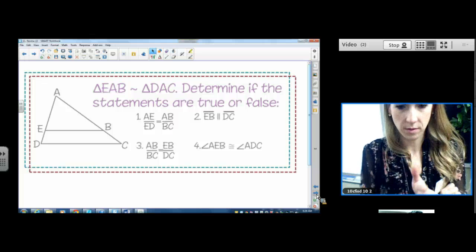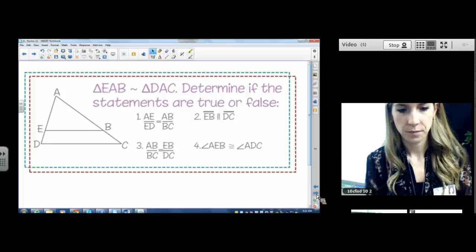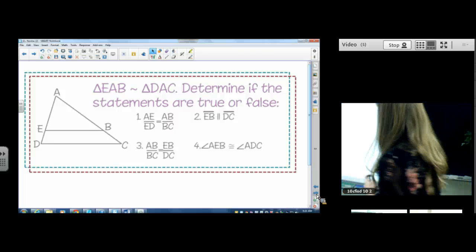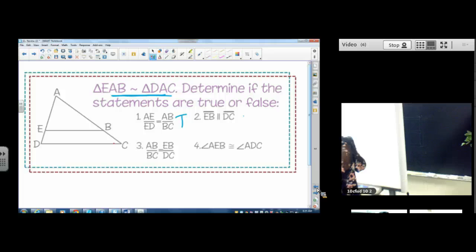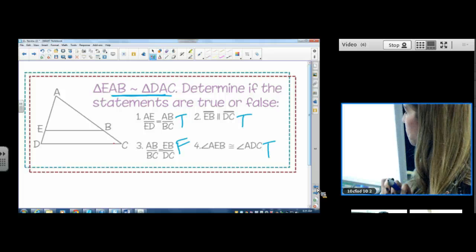Number 2, true or false. Number 3, true or false. Number 4, true or false. Okay? Oh, gotcha. Number 2, true, false, true. Teaches me not to trust my students.